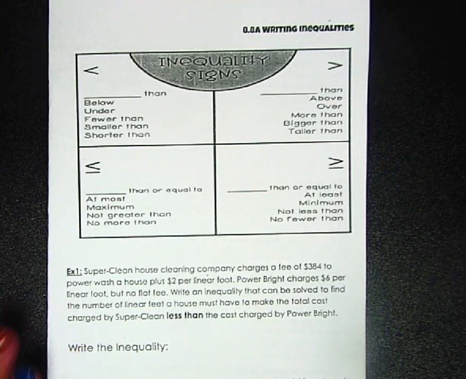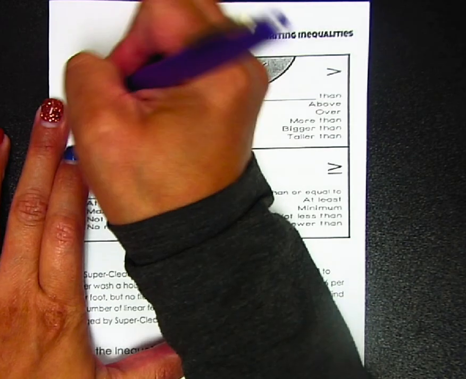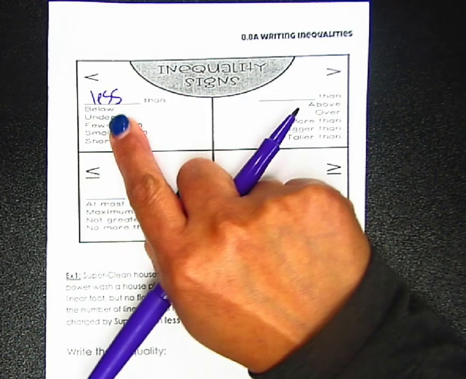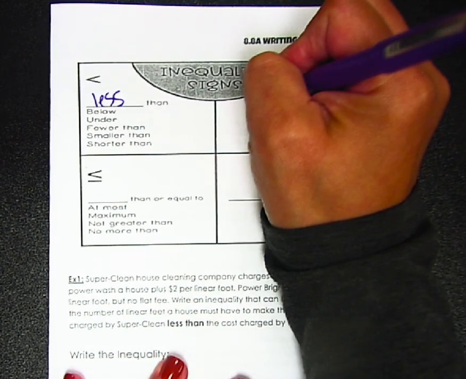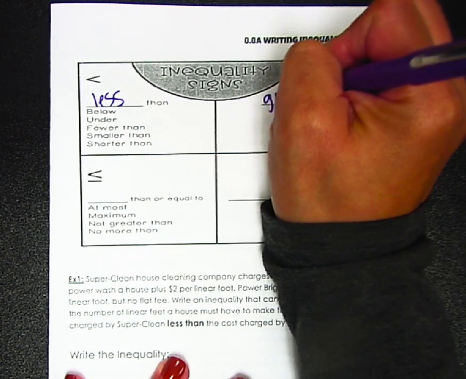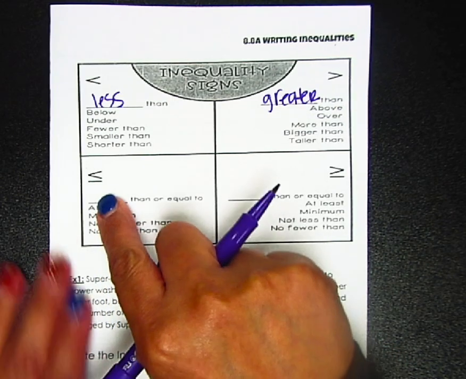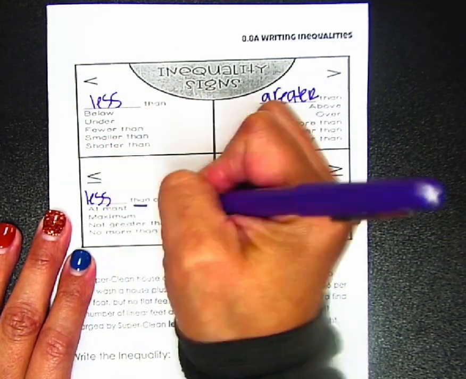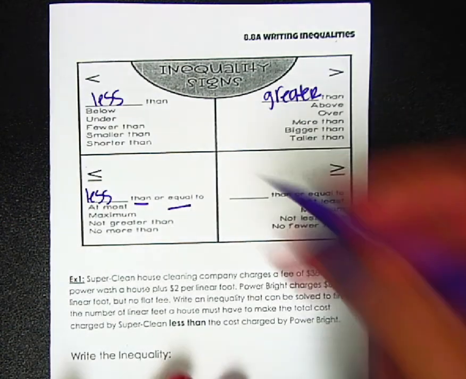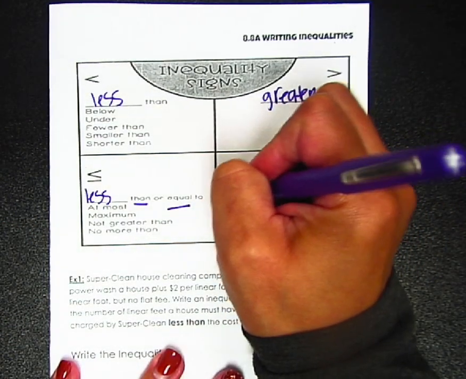So the first symbol you see here is called the less than symbol. And then these are some words that mean less than. The symbol is the greater than symbol. Okay, this one is less than or equal to. Okay, and then you have greater than or equal to.